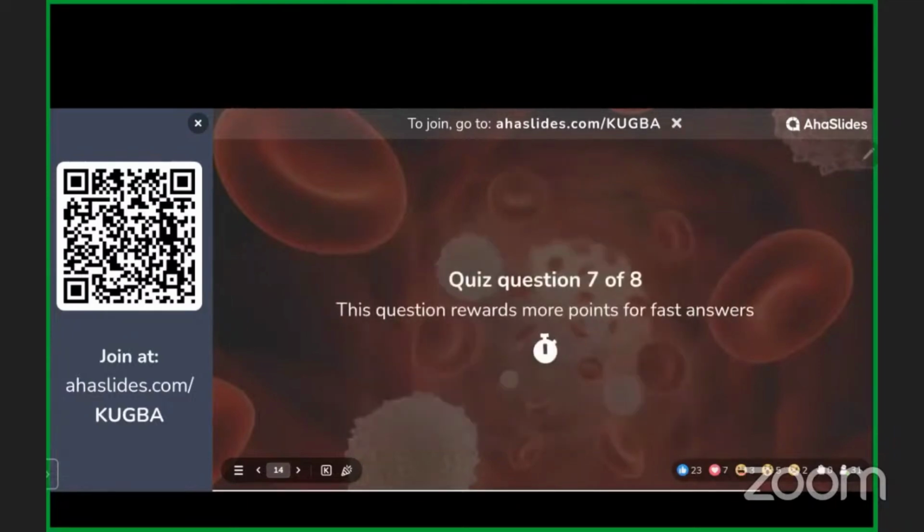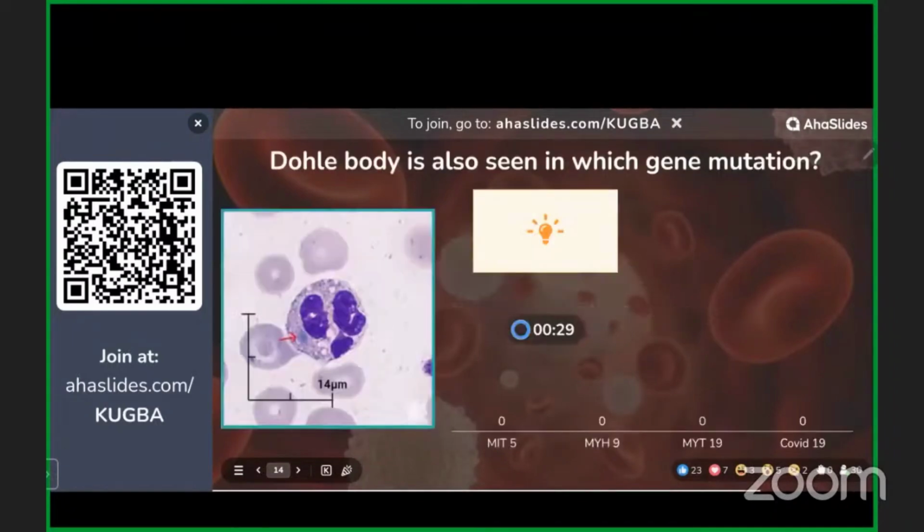Here is the 7th question. Dole body is also seen in which gene mutation? Come on, guys. This is right in front of you. I think this is supposed to be the toughest question, right? Or is it a PYQ? It is a PYQ. It has been asked.